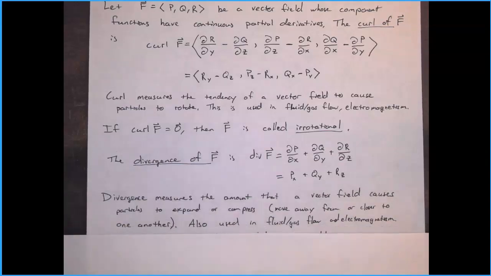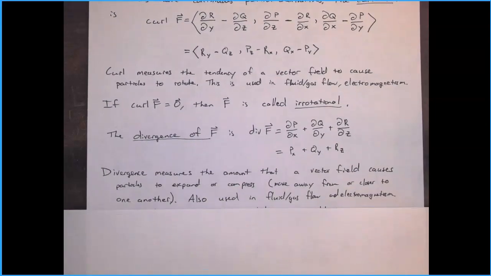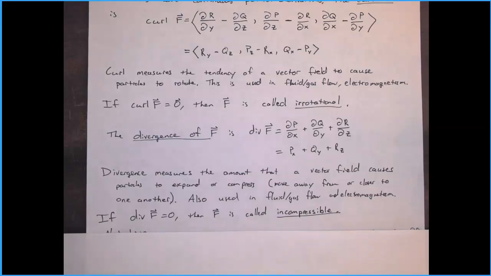and it measures the amount that a vector field causes things to either expand or contract, expand or compress, move away or get closer, or you can think of it in terms of density. Divergence is measuring how a vector field is causing things to become either more or less dense. And if the density is constant, then the divergence is 0. Okay? If the divergence is 0, then F is called incompressible, right? Because you can't push things together or move things apart. Okay, so these are the two concepts, curl and divergence.